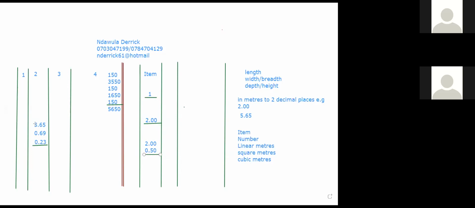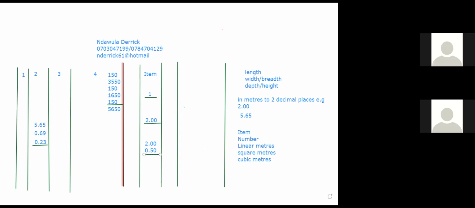When you find it is three like this, 1, 2, 3 levels, then you know that is cubic meters. 3 levels, it's cubic meters. 2 levels, it's square meters. 1 level, it's linear meters. No decimal places, it is number, and then here it's an item. Are we together? I just hope no one is being left behind, and in case one is being left behind, please alert us. So that is what we refer to as order of dimensions, right?